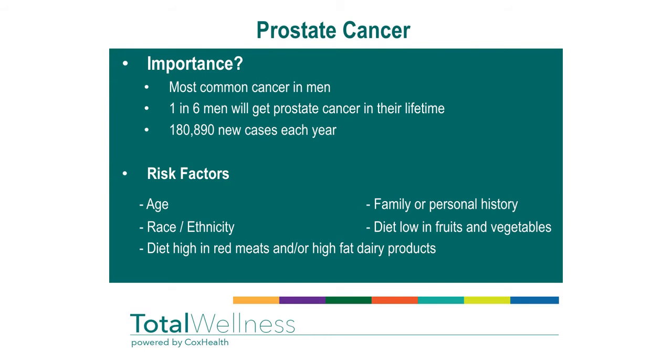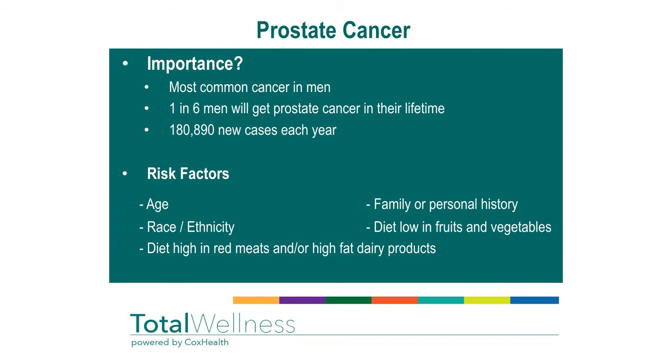So the risk factors, age of course is one of them. Not that we don't see prostate cancers in men under the age of 50, but generally it tends to be 50 and over. Race and ethnicity is one. Right now, African American men tend to be at a higher risk for prostate cancer. Researchers haven't really figured out why, but there are a few more African American men that are getting diagnosed.